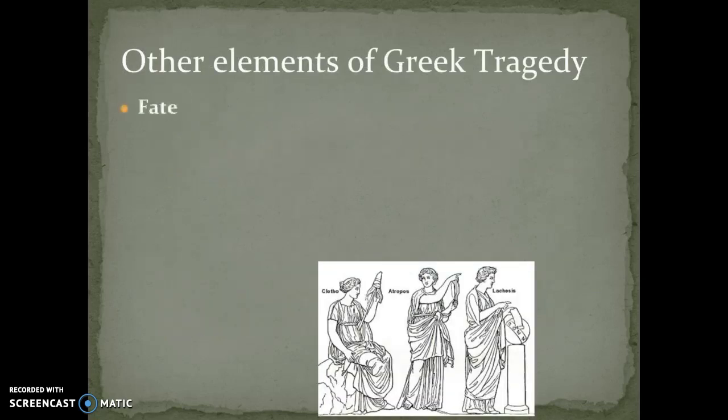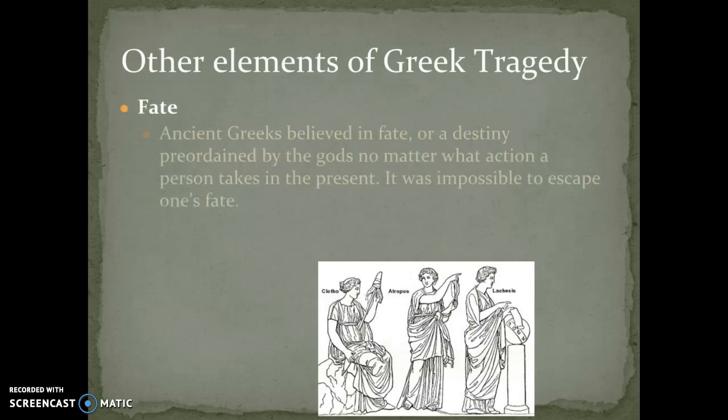Additionally, we have some concepts of fate floating around in Greek tragedy, and we'll see this a lot in Oedipus the King. The ancient Greeks believed heavily in fate, or a destiny that was preordained by the gods. No matter what action you took, that's the way it was supposed to be. It was literally impossible to escape one's fate. When you thought, I'm going to take the left road, no, I'm going to take the right one, well, it doesn't matter. The fates had already decided you were going to take the right path.